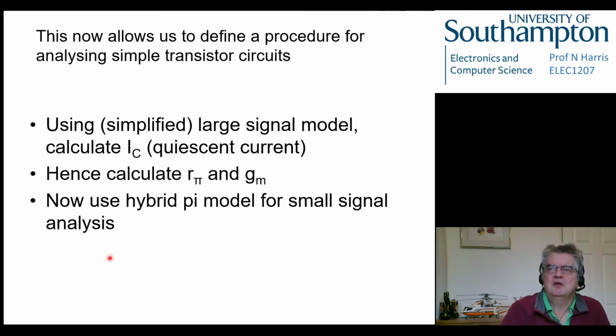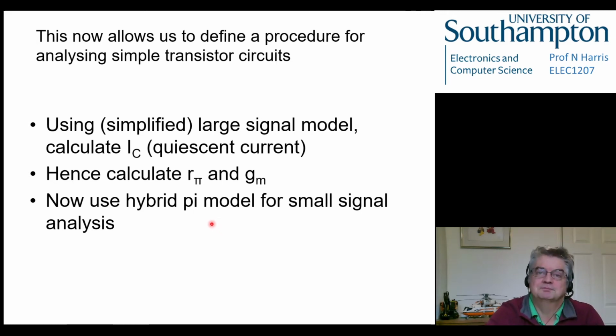Right, so this now allows us to define a procedure for analysing some simple transistor circuits fully. And the procedure would be to calculate the quiescent condition, the operating point of your transistor, by setting up bias conditions and allowing yourself to then work out what the collector current is, because that's the fundamental thing that you're interested in. This allows you to then calculate the equivalent values of R pi and GM for our small signal model, and then we can use that small signal model to understand what's happening for small signals coming in.